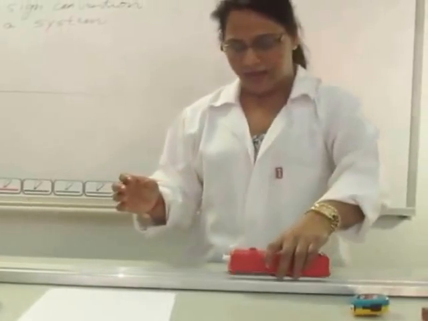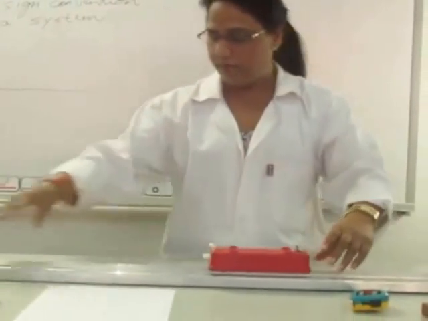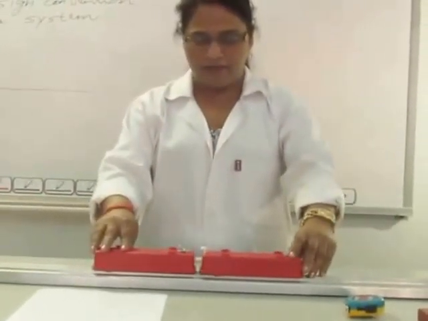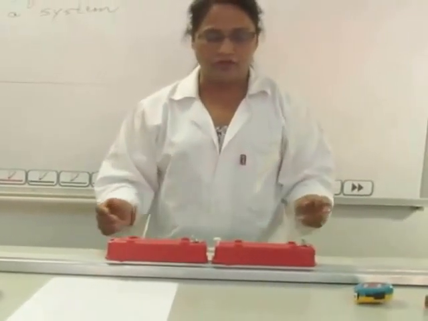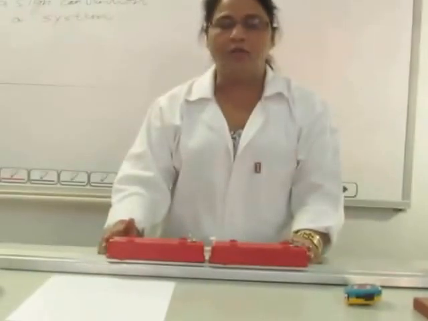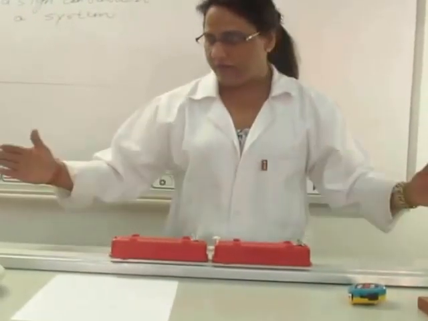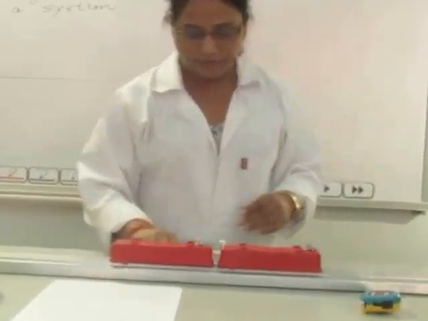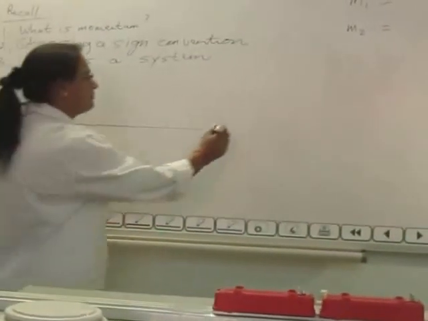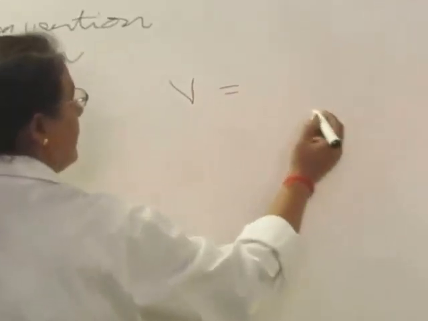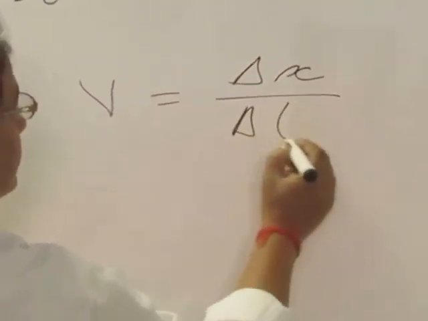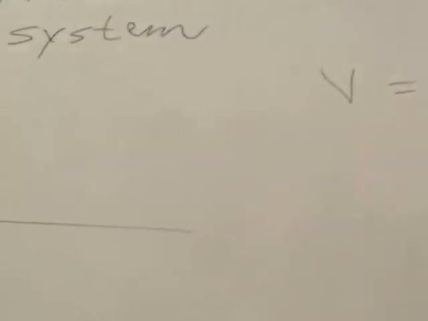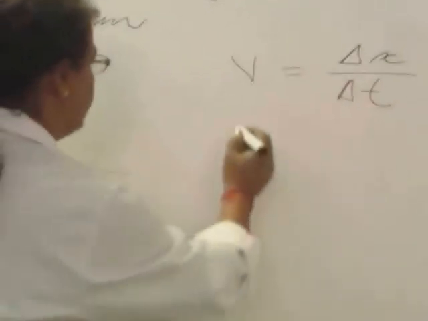And let's try and get a position now where we know that if they experience the explosive force from this position, the 2 trolleys will strike the ends at the same time. Now, why do we need them to strike the ends of the track at the same time? Because velocity is equal to delta x over delta t. Its average velocity is equal to delta x over delta t.